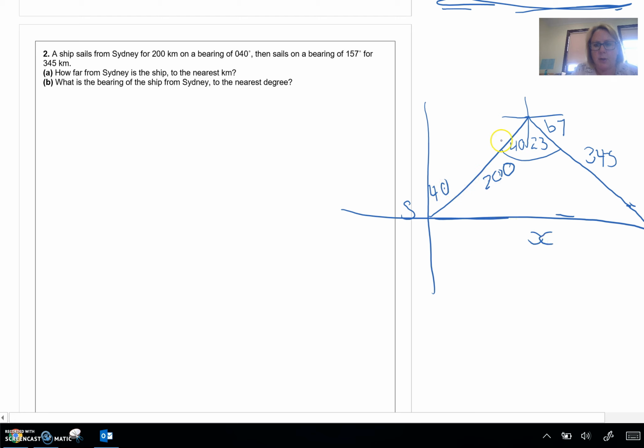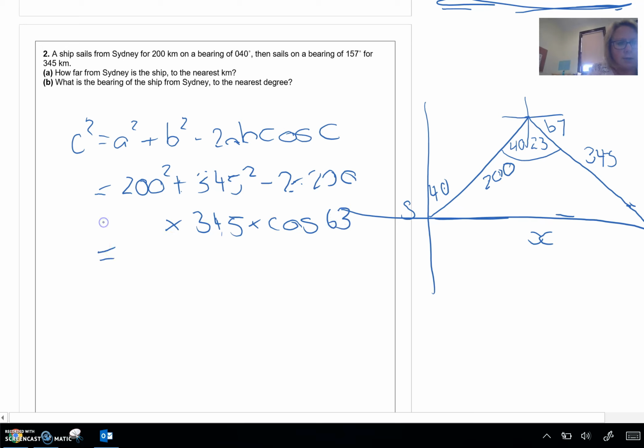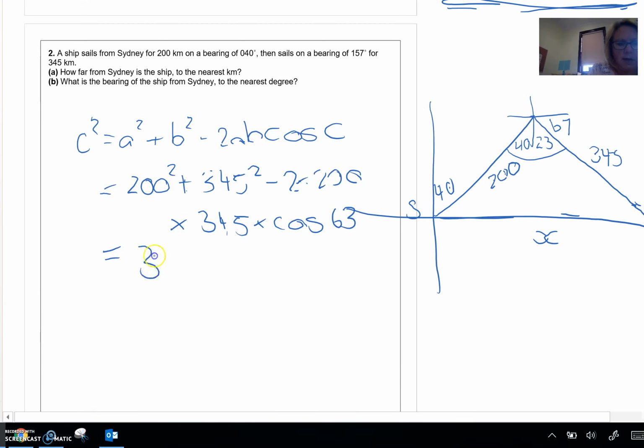Two sides and an included angle: cosine rule. 200 squared plus 345 squared minus 2 times 200 times 345 times cos 63 degrees. Don't forget to square root it. And I get 310 kilometres.